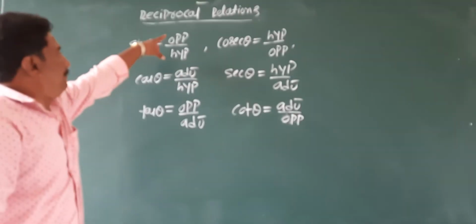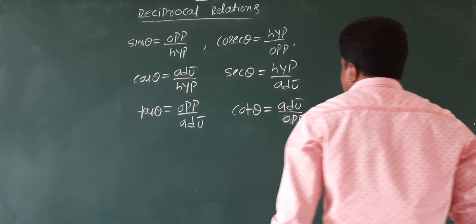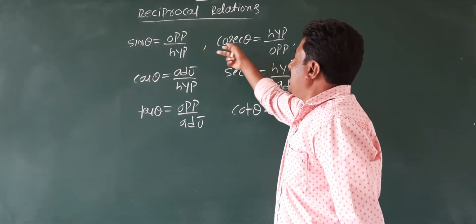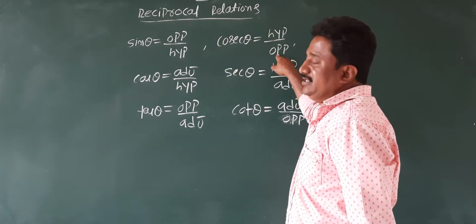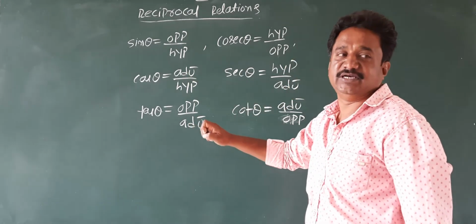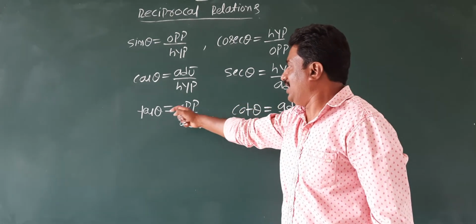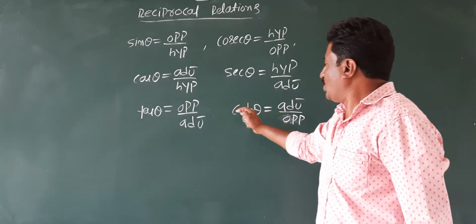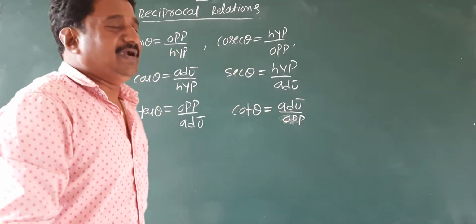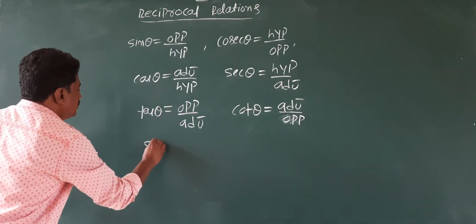Sin theta is opposite by hypotenuse. Cosec theta is hypotenuse by opposite, the reciprocal function. Cos theta is adjacent by hypotenuse. Secant theta is hypotenuse by adjacent. Tan theta is opposite by adjacent. Cot theta is adjacent by opposite. Let us connect these reciprocal functions. Now look at this, students.